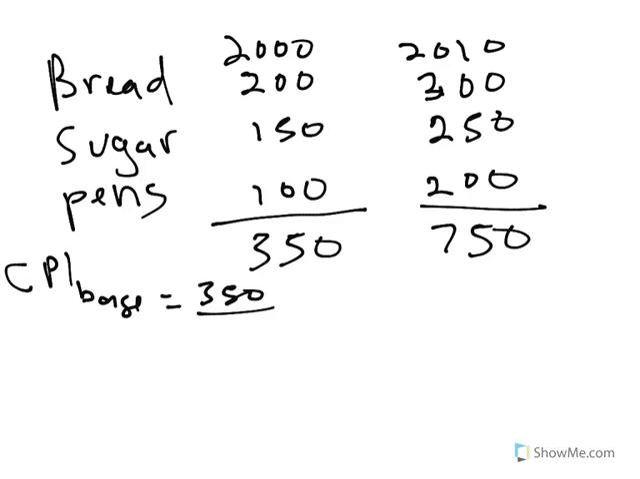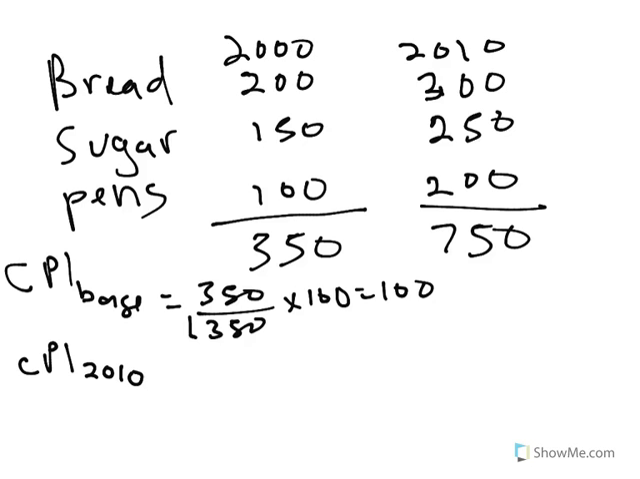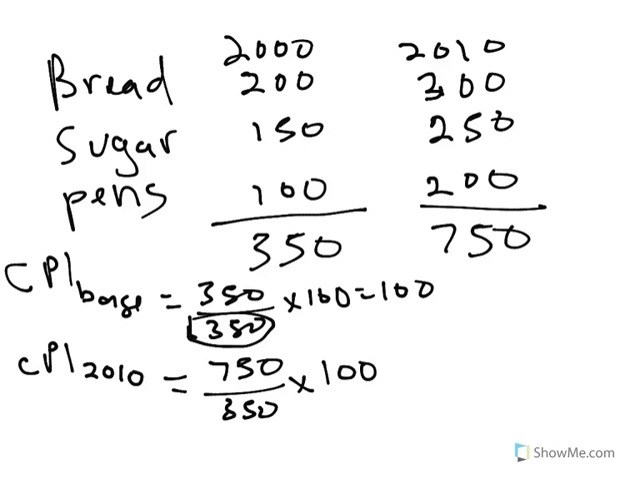Now, to calculate exactly how much this has increased, we calculate a base year CPI, which is equal to 350 divided by 350 times 100, which is 100. And then we calculate a CPI for 2010, using this year, the base year, as its comparison. So 750 divided by 350 times 100. Okay?